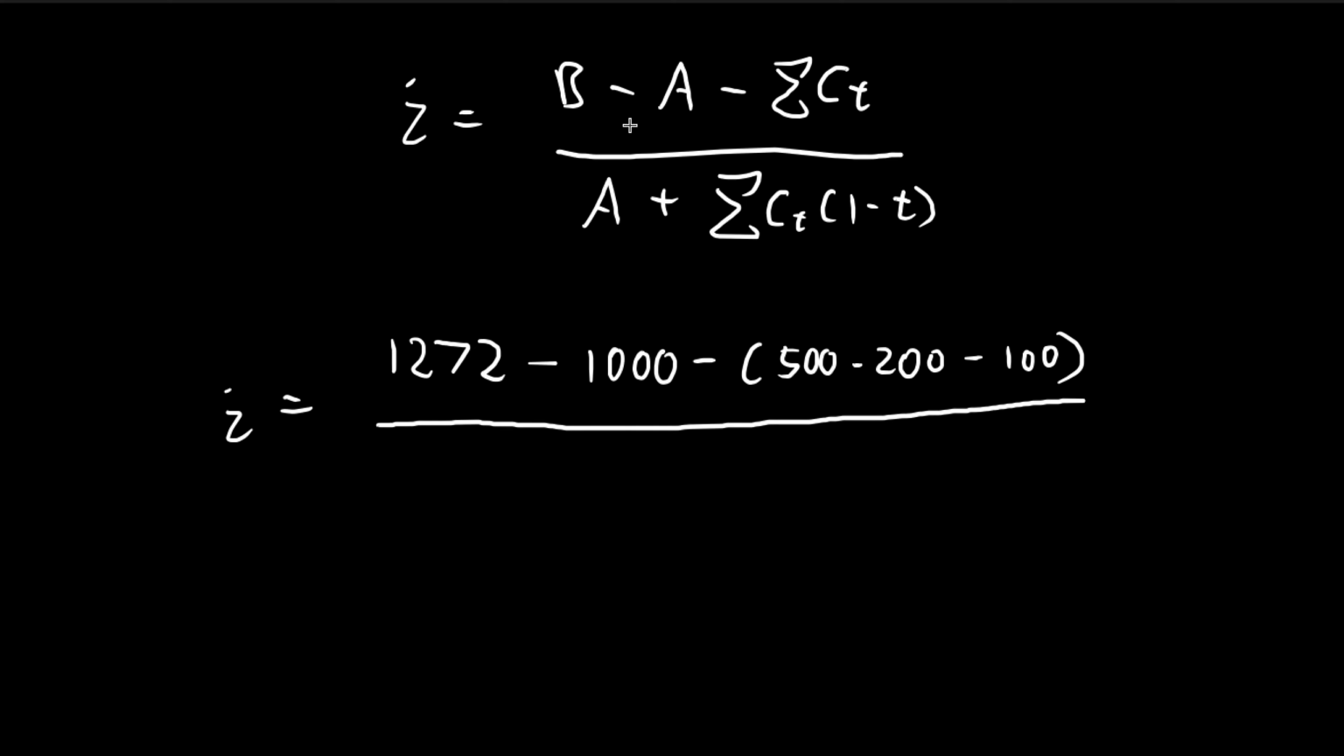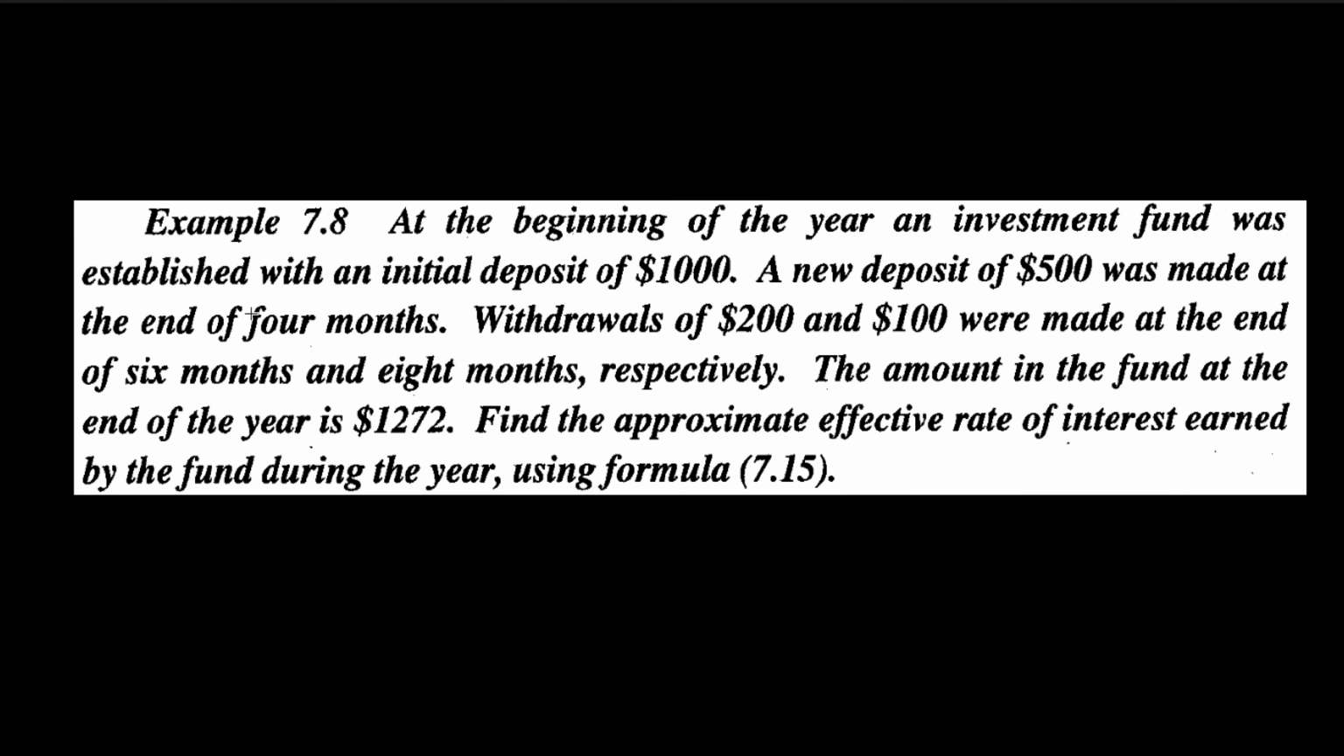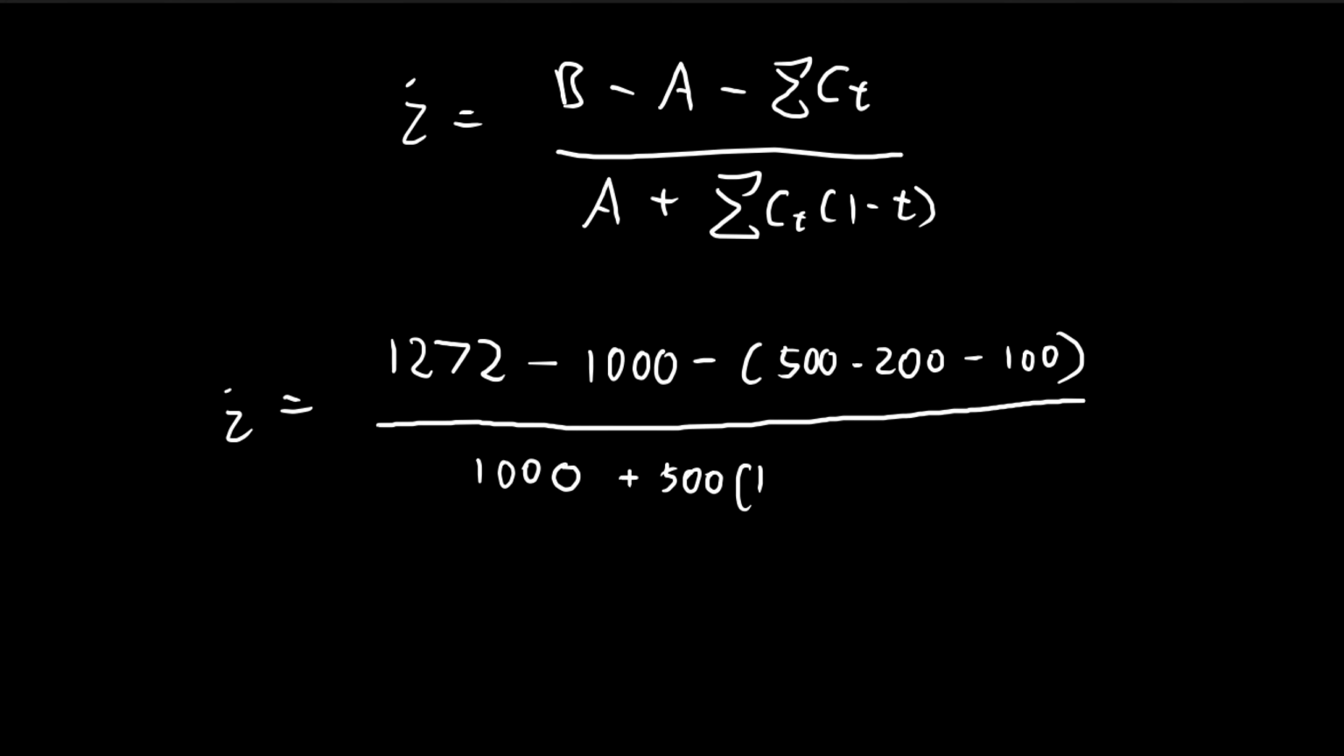In the denominator, again, we have the initial amount that we have at the start of the year, so 1,000, and then plus cash flow multiplied by 1 minus the time that they're experienced. So the first cash flow that we have, 500, happens at the end of the 4th month. So we're going to use a month as a unit of time. So I'm going to be considering the case from time 0 to time 1, and then there will be 12 months within this period. So the time at the end of the 4th month will be equal to time 4 over 12. So that's where this comes from.